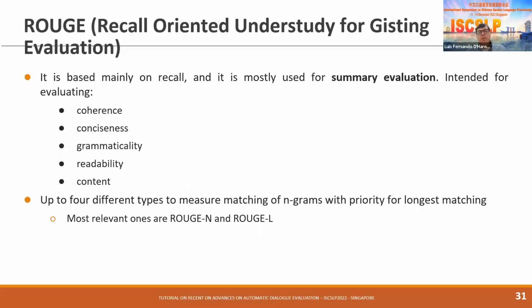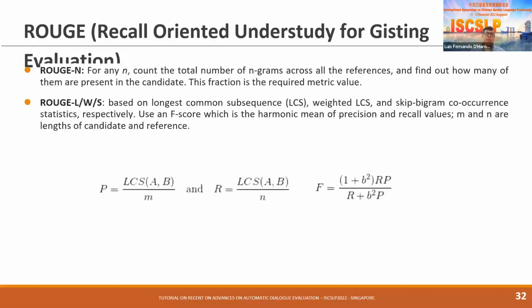Then they invented, or they moved into, ROUGE. ROUGE is basically the opposite of BLEU. They are focusing on recall rather than precision. So this ROUGE is mainly used for summary evaluation, not for dialogue systems. But again, it's very common to find this metric in dialogue systems. So it is intended to measure coherence, conciseness, grammaticality, readability, and also content. We have different flavors of ROUGE, but we will focus on ROUGE-N and ROUGE-L because those are the most common ones.